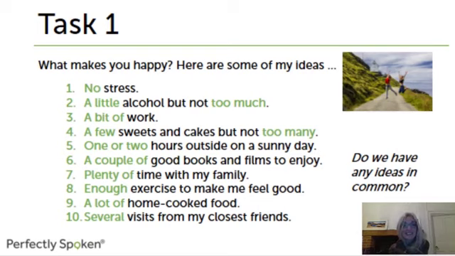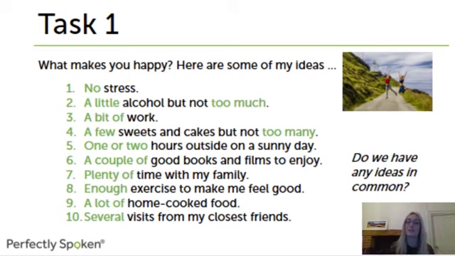Stop the slide and decide, here are some of my ideas. Do we have any in common? Okay, so why have I put some words here in green? What are all these words in green? Do you know? That's right, they are the quantifiers. So they tell us about quantity. They tell us how much or how many, don't they?